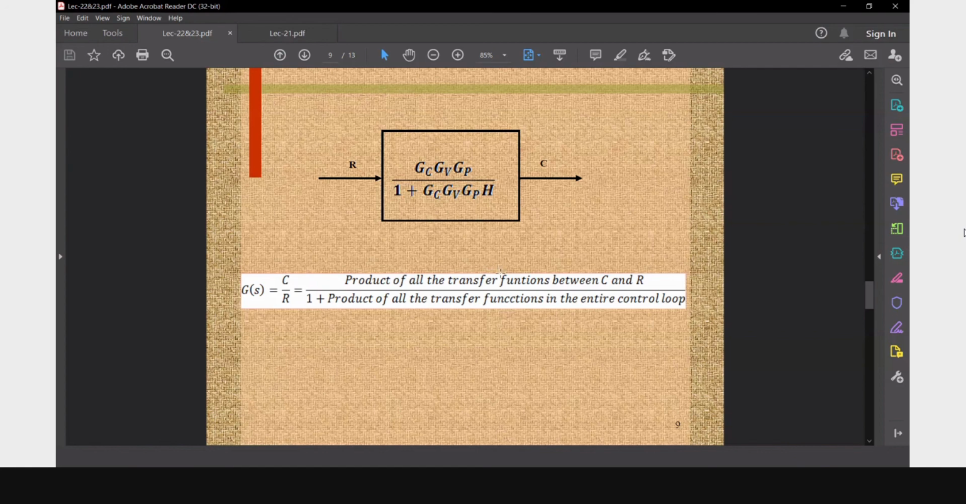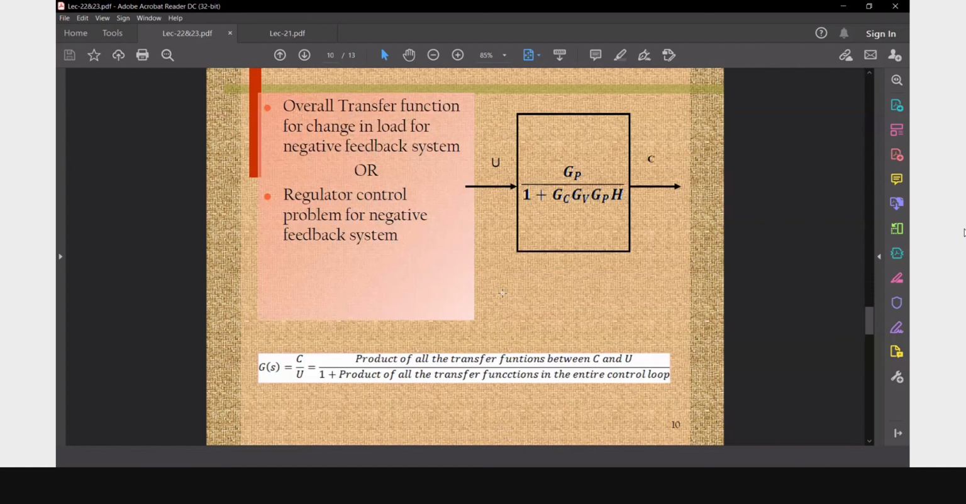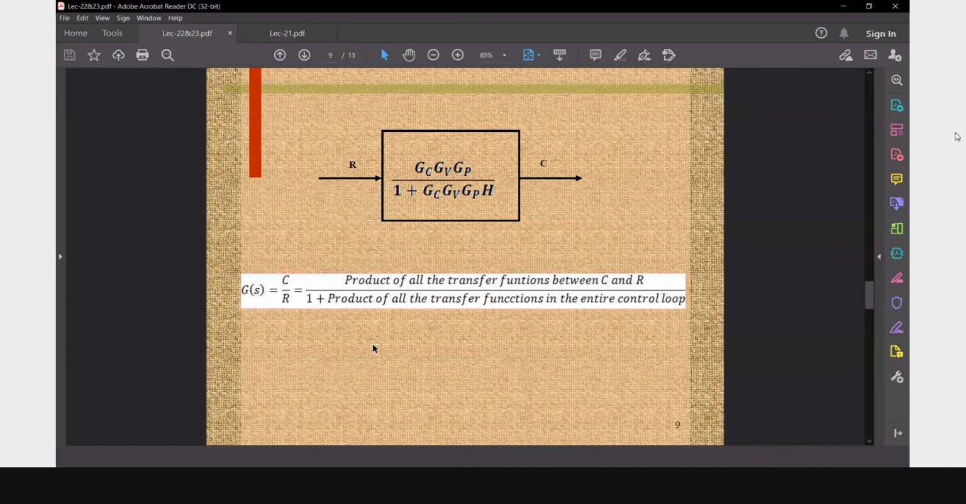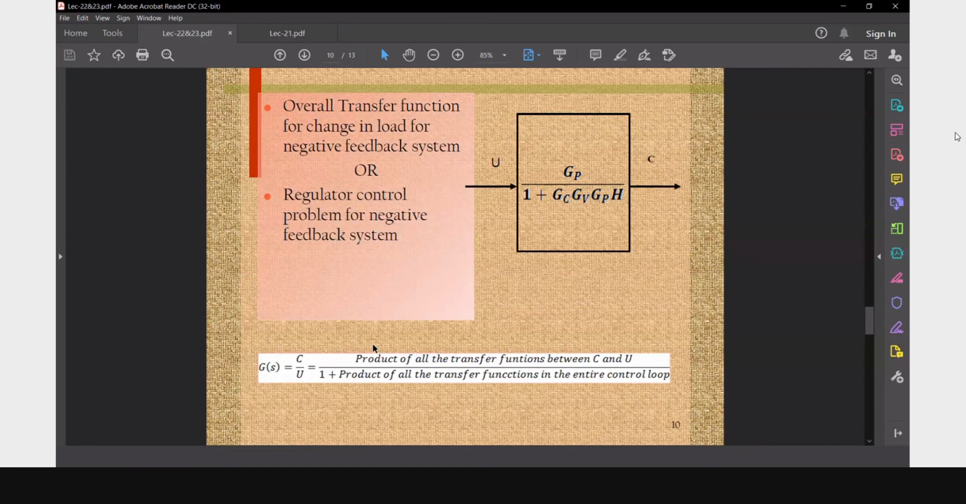Okay, so the homework for you is develop the overall transfer function for change in load variable with negative feedback. ऐसे ही आपको बनाना है। तो let me tell you the final format of C by U. हमने C by R देखा है अभी पहले, ठीक है, रिमेंबर इसमें क्या है, न्यूमरेटर में function between C and R divided by 1 plus product of all the transfer functions. तो C by U में क्या होगा, what is the difference, it is the product of all the transfer functions between C and U divided by, denominator same है, but in the numerator product of all the transfer functions between C and U in place of C by R.